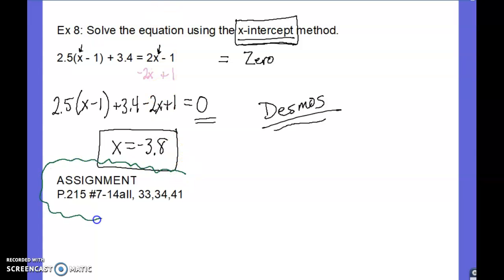And here's your assignment for this. Notice that it's not very many problems. I think that's because the expectation is that you graph. So, show your work that leads to that answer. Make sure you understand why we use a graph to solve problems.